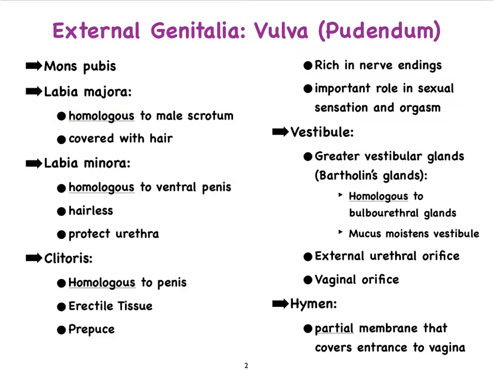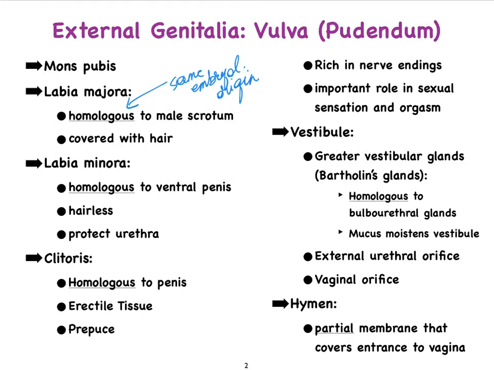Notice that both of these are homologous to something in the male. When we use the term homologous, we're inferring that two structures have the same embryological origin. And so, for instance, and I'd like for you to remember all the different homologous structures between the male and the female, we find that the labia majora develop very similarly and originate from the same embryological structure as the male scrotum, while the labia minora are homologous to a part of the penis, and that is the ventral side of the penis. The ventral side of the penis is the side of the penis that faces the scrotum when the penis is flaccid. Remember that the minora are located more internally and are hairless.